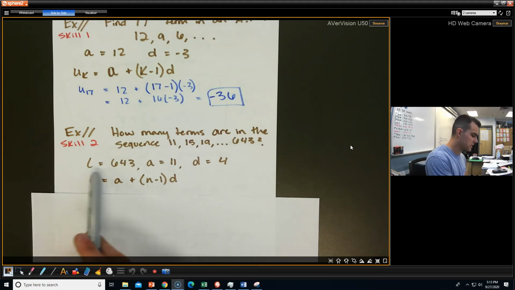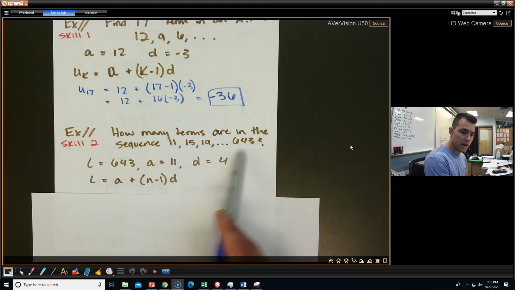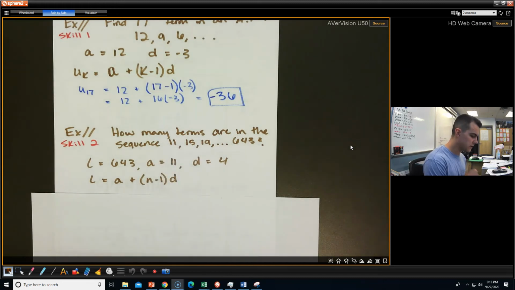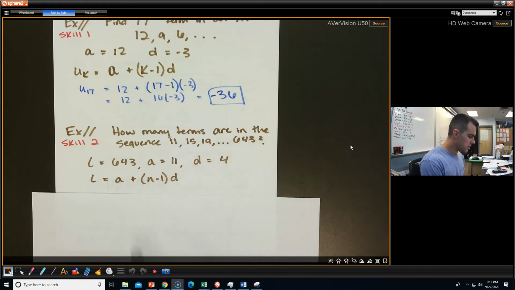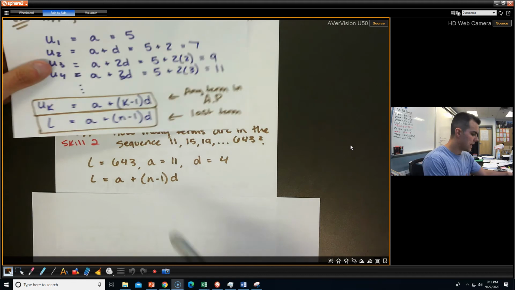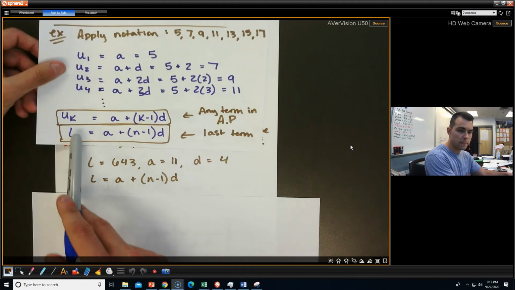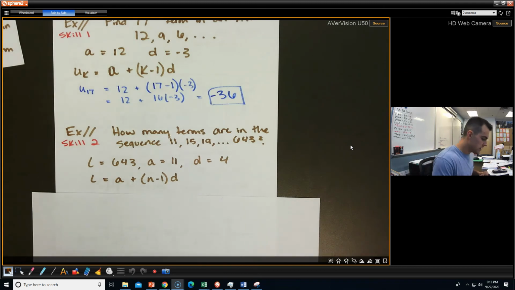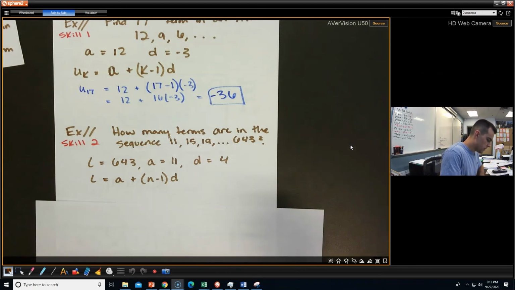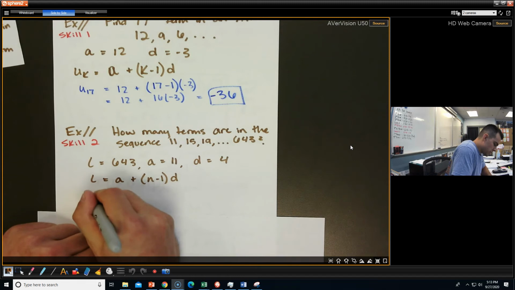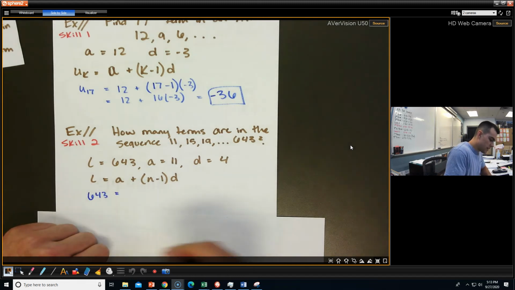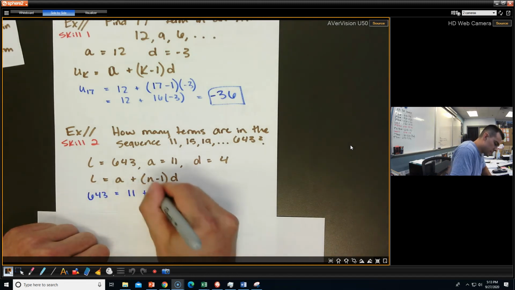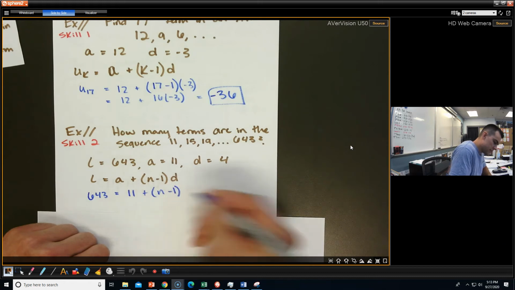Well, I know my last term is 643. I know my first term is 11, and my common difference appears to be 4. And so if I use that other equation that I wrote down earlier below my general form, my last term equation, I could use this and solve for it. So now I'm going to substitute in 643 equals a, which is 11, plus n minus 1 times 4.